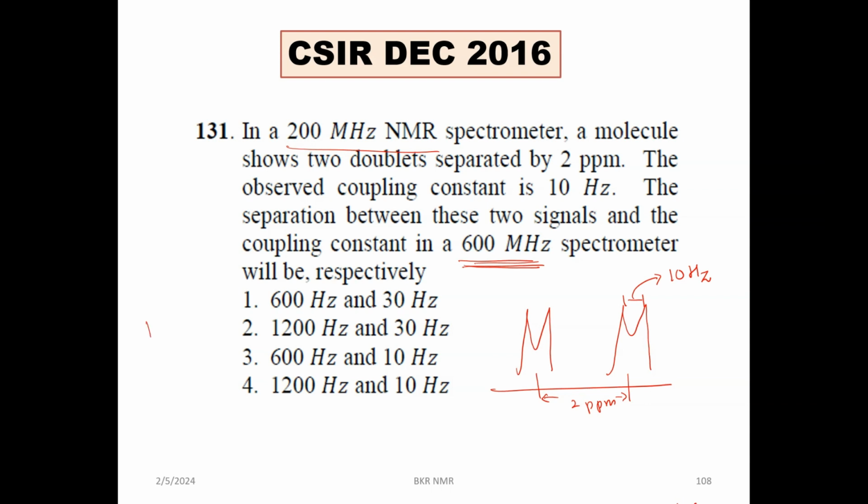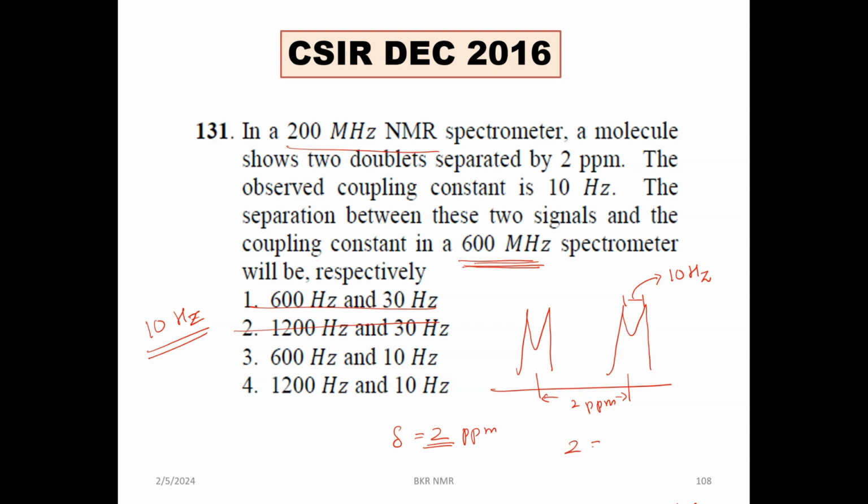Just keep in mind that the coupling constant of 10 hertz will remain constant whatever instrument you are using. Okay, so the first option and the second option are gone. So you have the third and fourth options. Now you have the delta value, which is 2. This will also remain constant. The separation between the doublets, 2 ppm, will remain constant.